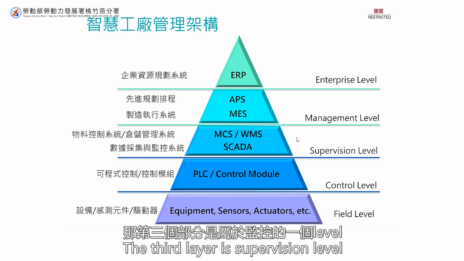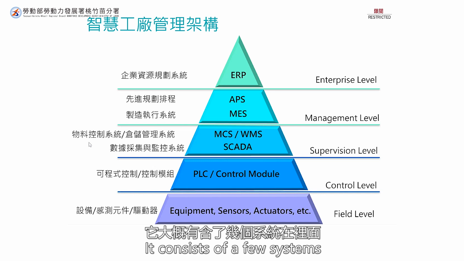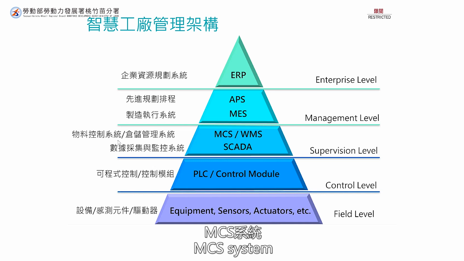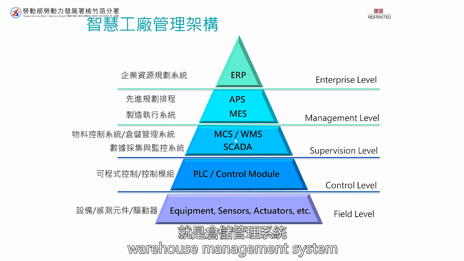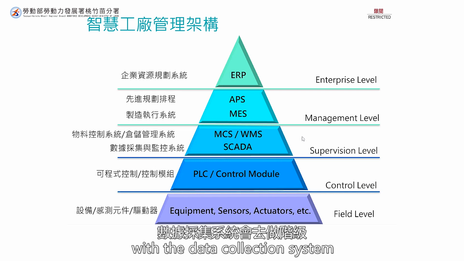The third layer is the supervision level. It consists of a few systems. The first one is MCS. MCS system. It's Materials Control System and Warehouse Management System. So basically, warehouse management system. This system usually will be connected with the data collection system.